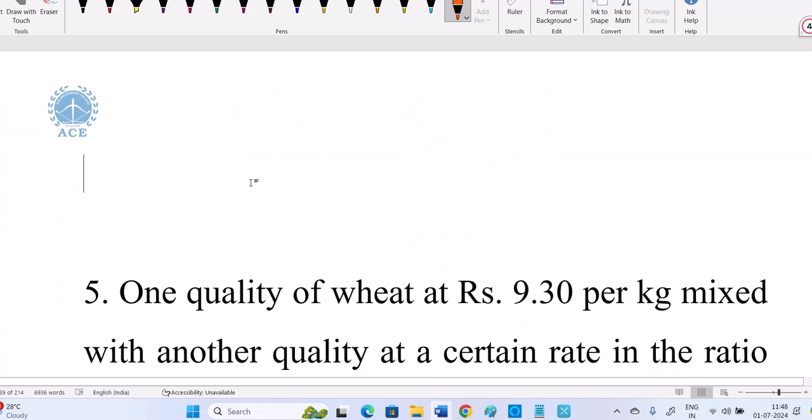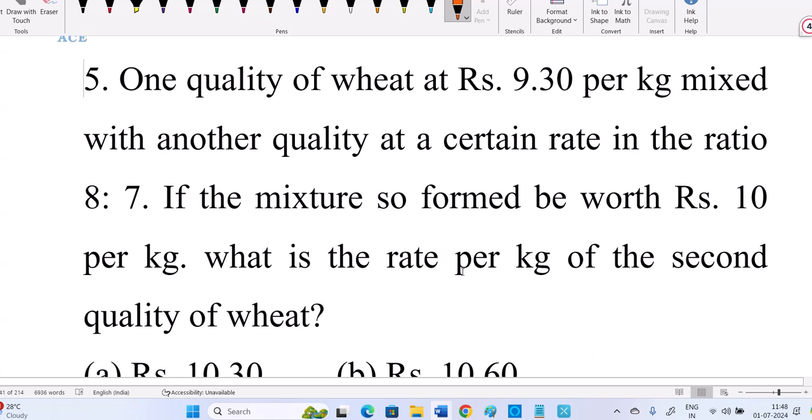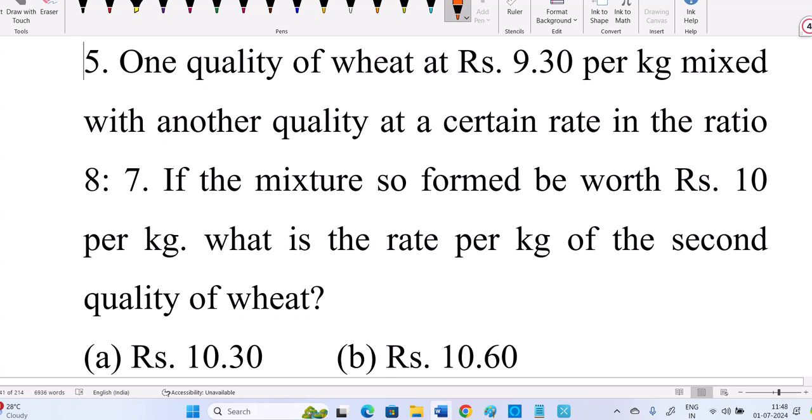Now we are going for the straightforward questions. We took 3 hectic questions where profit and loss, percentages, all those we roamed around. Now we are going for the straightforward questions. Why I am calling them straightforward is that in the question they have clearly given the word mixing. So there is no doubt now.